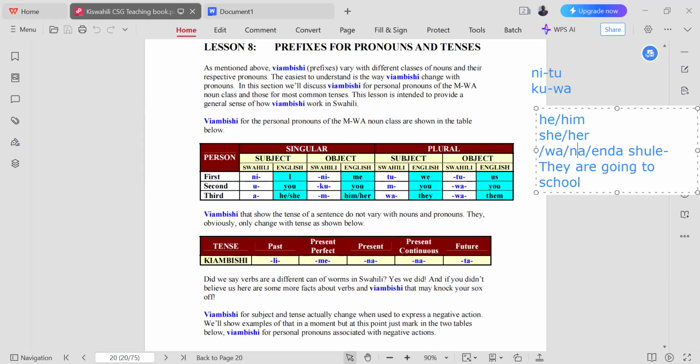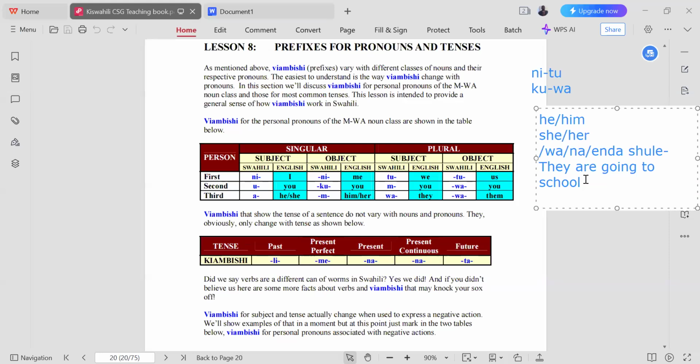Whether it is present or present continuous, the word na will always mean present or present continuous. So here, the word na that follows wa is where the tenses come in. It's either present or present continuous. It's wanaenda shule. Now, the key word here we wanted to refer to, this wa is what stands for they. In plural, as a subject, they in Swahili will be referred to as wa.